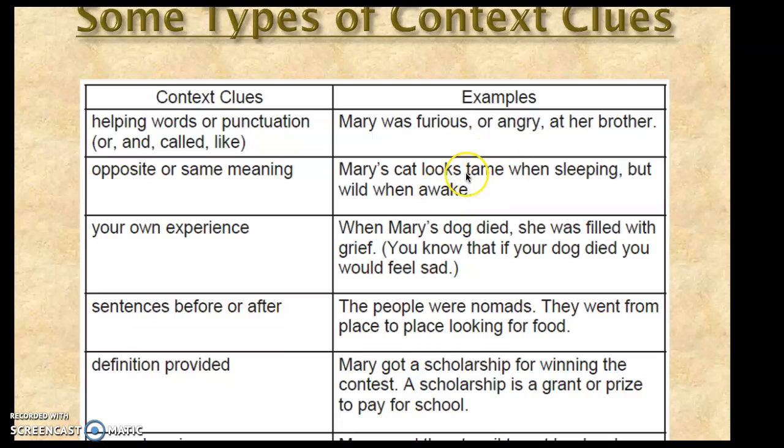How about the opposite or same meaning, right? Antonyms. You know, familiar with that word? Antonyms meaning the opposite of a word. We also have synonyms, meaning the same, right? Mary's cat looks tame when sleeping, but wild when awake. Maybe we don't know what this word tame means, so I'm going to use these words around it to help me out. I know that the cat is wild when it's awake, but when it's sleeping, do we think it's wild? No, the opposite of wild would probably be pretty calm and relaxed. So that's what tame means.